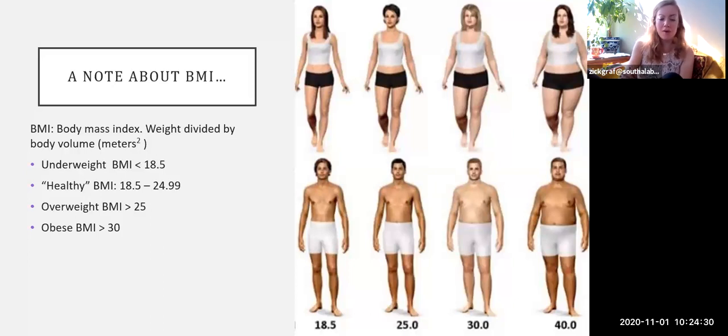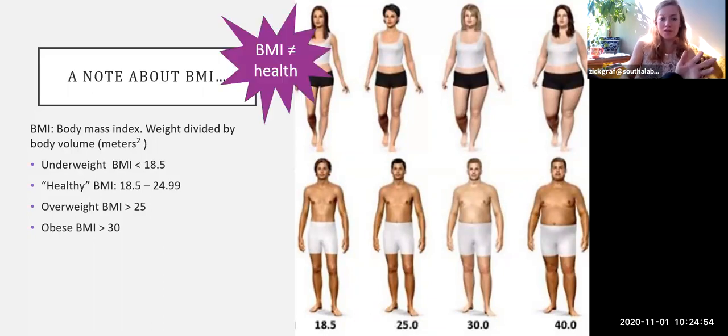So an underweight BMI is a BMI less than 18.5, which again is a ratio of how much someone weighs to how tall they are. A so-called healthy BMI is anything between 18.5 and 24.9. The overweight BMI range is anything above 25 and below 30. And the obese BMI range is anything above 30.